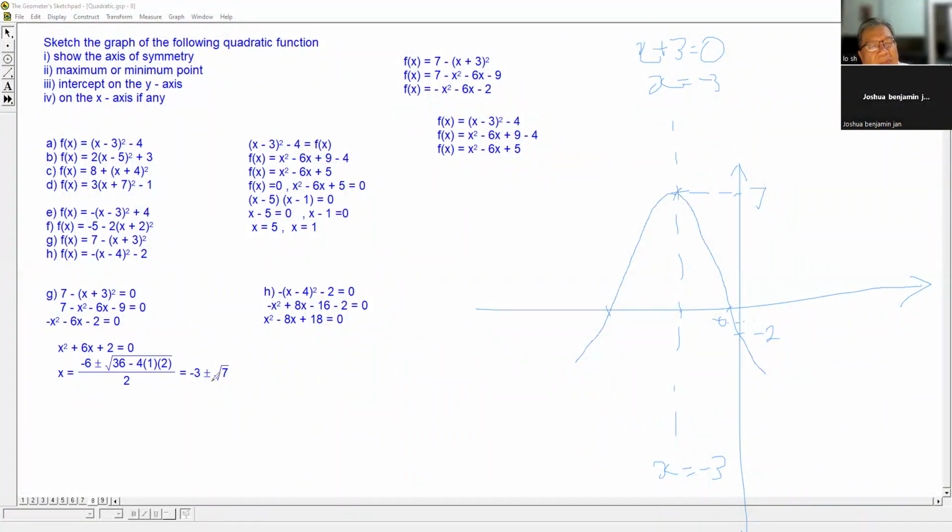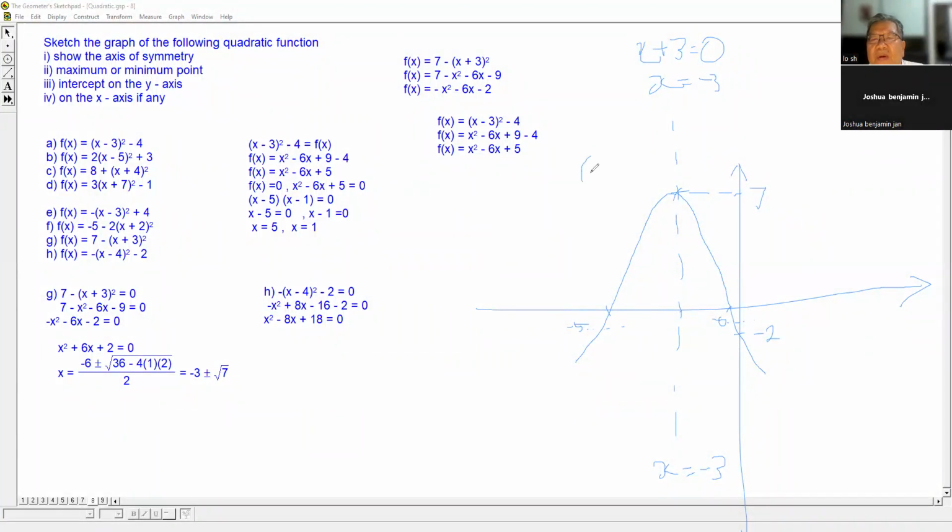-3 minus 2 point something. So this is -5 point something. So we have this curve like this now. Cut at -5 point something, -0 point something, and on the y-axis, -2. So the curve is like this.